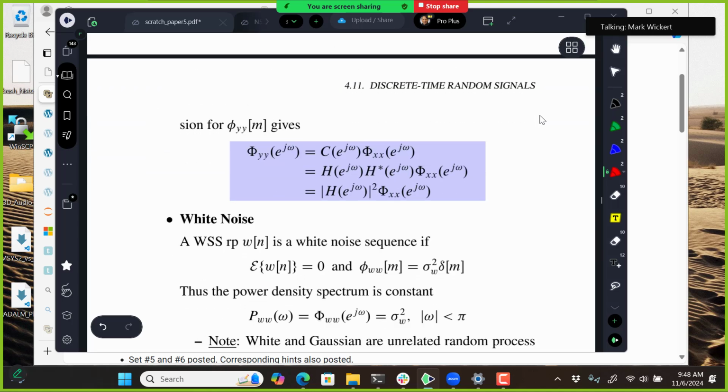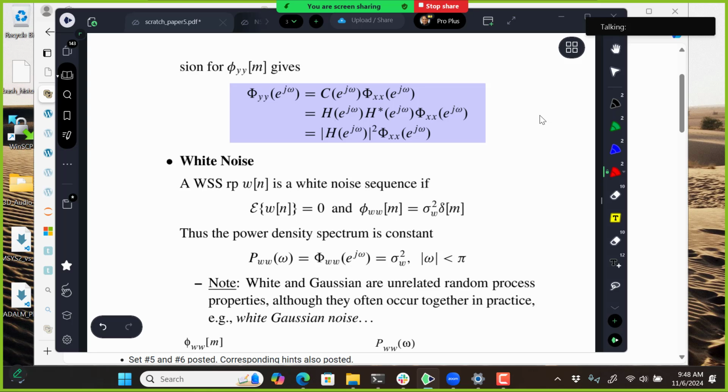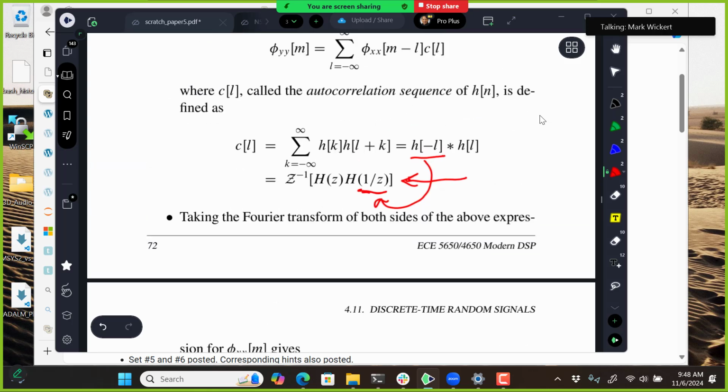So this is probably the best way to analytically get at the autocorrelation function of the output from the input and the impulse response. The example that I have upcoming will demonstrate that.